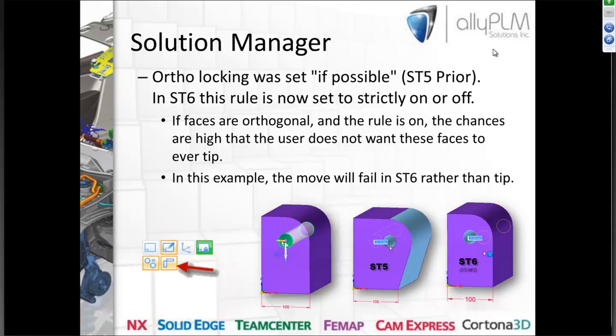So the chances are very unlikely that you're ever going to get a situation like this part in the middle, that's labeled ST5. If that bottom dimension is 100 and you move the center hole, the radius has the relationship of concentricity and tangency, but it's very unlikely that you intend to tip that face. So we're going to honor that.